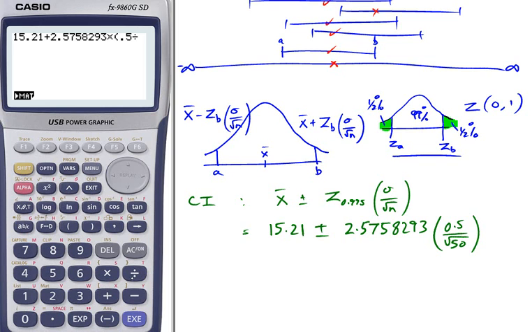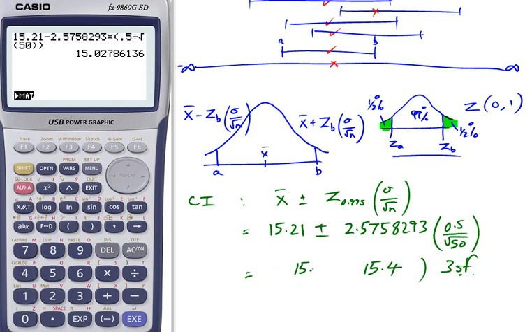0.5 divided by the square root. I'll stick it in brackets just to make absolutely sure. Close the brackets, and there is our upper limit for the confidence interval. So that would be 15.4. We're answering to 3 significant figures. To get our lower limit, we need to back up, use the replay button, delete the addition sign there after the sample mean, and put a subtraction sign, and we get the lower end of that line. That's 15.0, and that's our confidence interval.